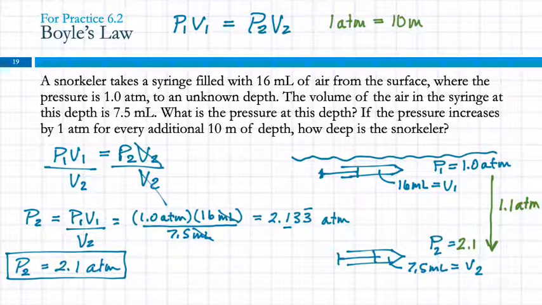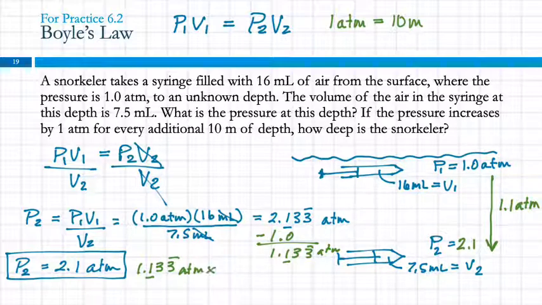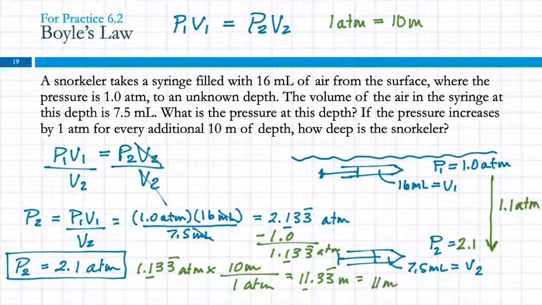Where should I put this? It'd be best to use the unrounded version here. So if I subtract the initial pressure, then I get 1.133 atmospheres. So 1.133 additional atmospheres is going to be 10 meters for every 1 atmosphere. So 11 meters.